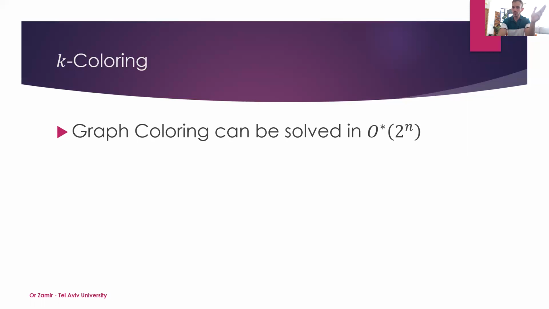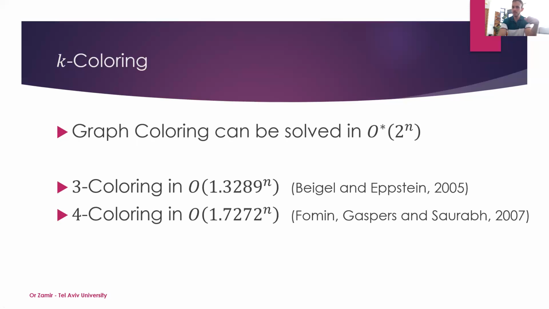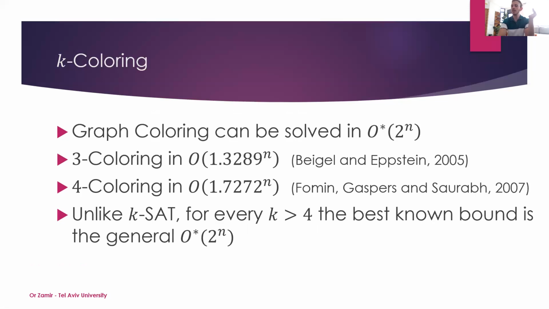So the situation was as follows. As we said, the general graph coloring can be solved in roughly 2 to the n time. And it was known that 3 coloring can be solved faster than that. It can be solved in roughly 1.33 to the n time. And that 4 coloring can be solved faster than that. It can be solved in roughly 1.73 to the n time. But here things got stuck.